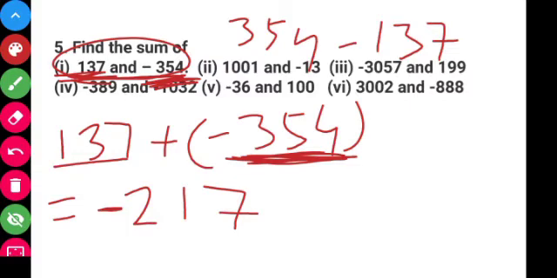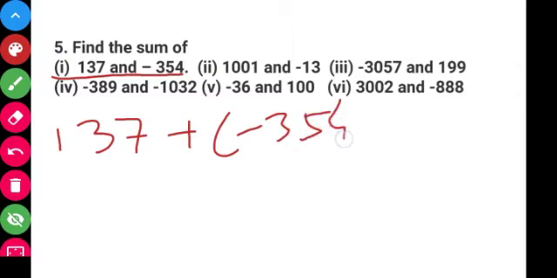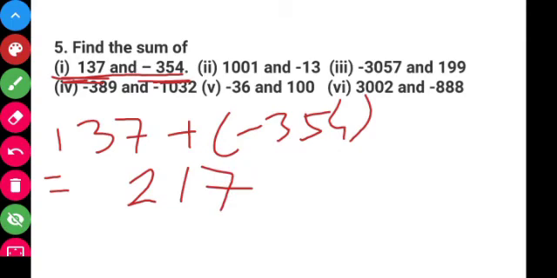Understand? Try to understand again. It is given, find the sum of this. So write 137 plus minus 354. Here the signs of both numbers are different, then we have to subtract. So when you subtract 137 from this, you will get 217. And put the sign of the bigger number. In these two numbers, which number is bigger? 354 is bigger. So put that sign, minus.